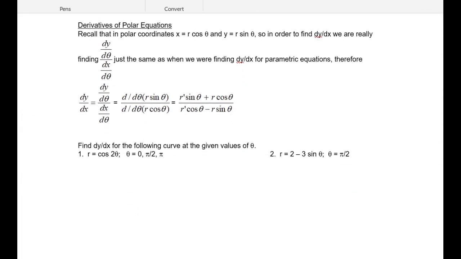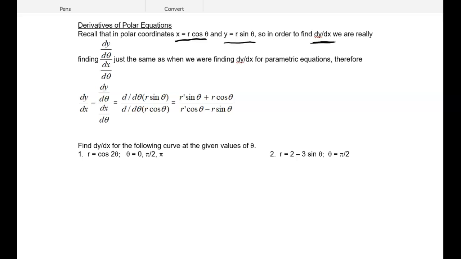Next thing you're going to want to be able to do is find the derivative of polar equations. It's actually kind of similar to what we just quizzed over, with dy/dt over dx/dt equal to your dy/dx. As you look at this, you're going to recall a couple of things from yesterday: x is equal to r cosine of theta, and y is equal to r sine of theta.